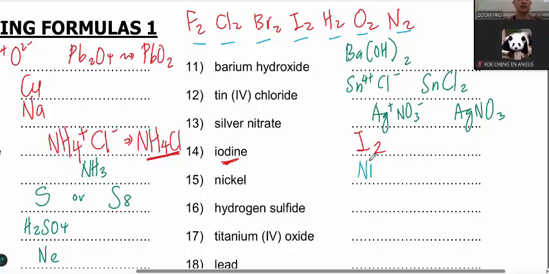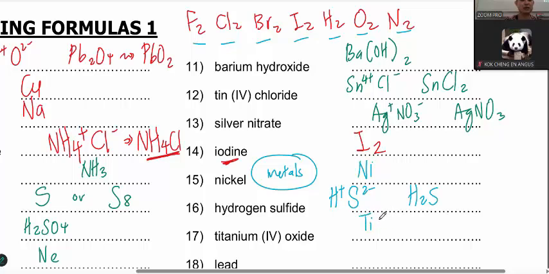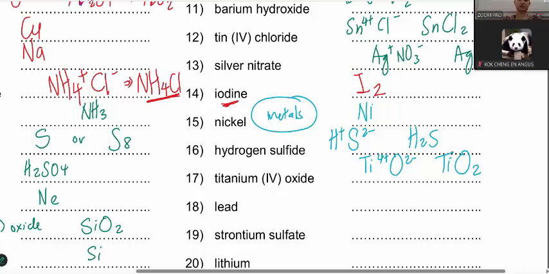Nickel is a metal. All metals, when they exist alone, it's just an atom. Metals cannot form molecules. Hydrogen sulfide, H2S. Titanium, this one a bit tricky, 4 oxide. Remember I told you just now, must simplify. Did you get this correct?